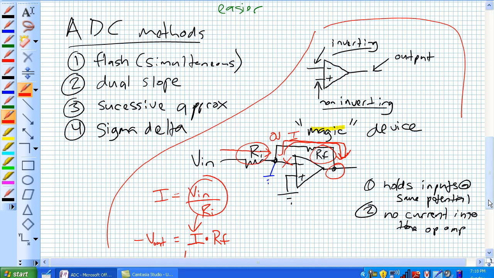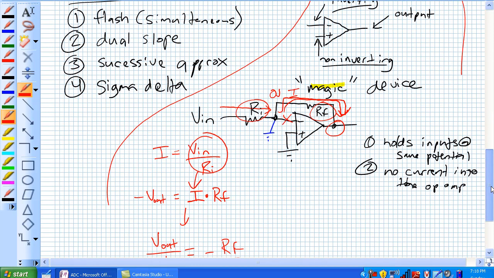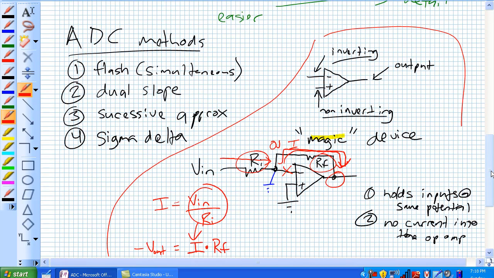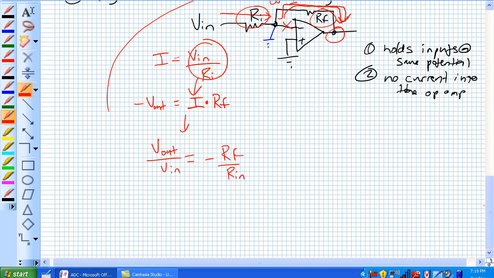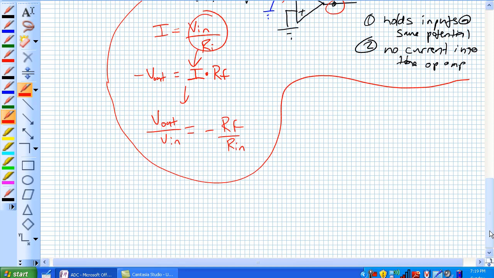DAC. So let us talk about our first analog to digital conversion method, and that's flash, also referred to as simultaneous. Flash uses voltage comparators, which are kind of like our op amps there. So all that hocus pocus I just did actually is a lot simpler in flash.